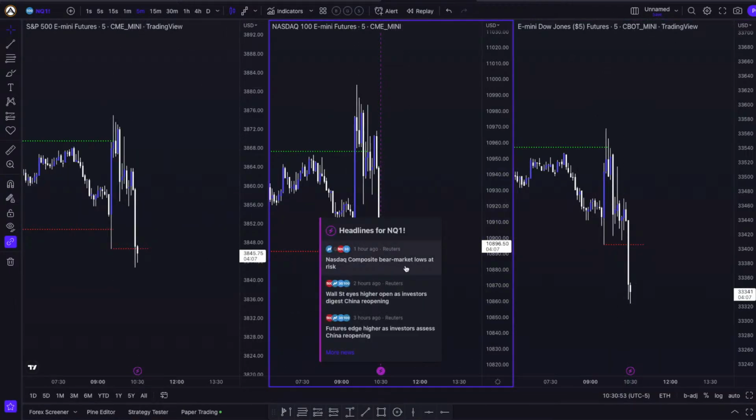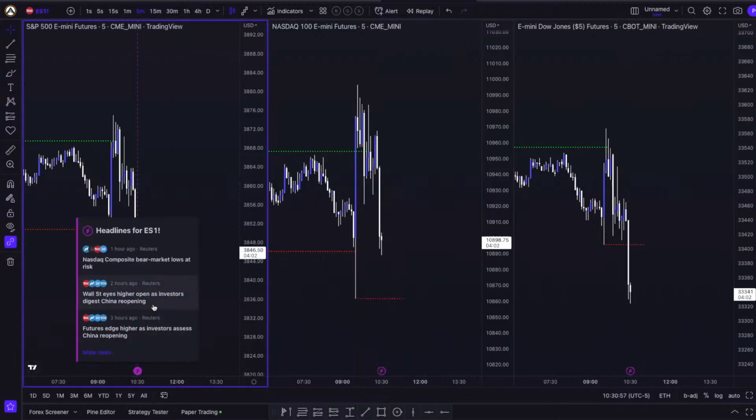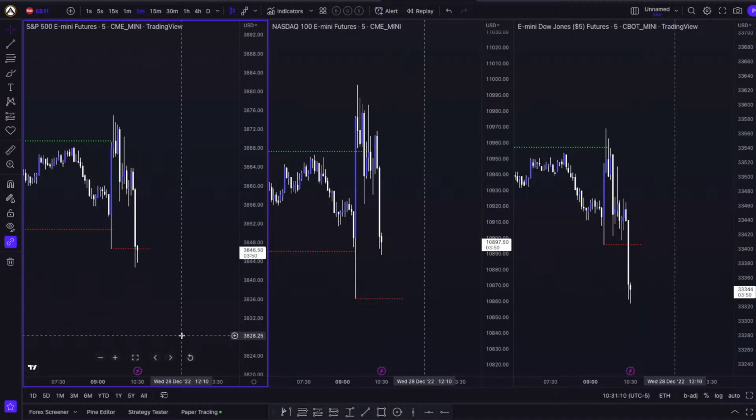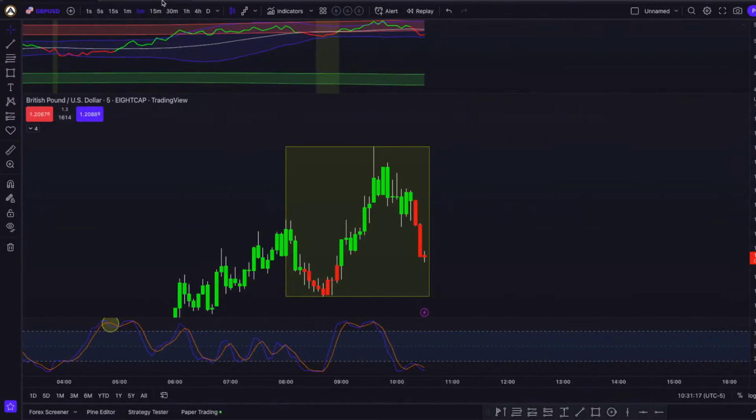Only chart that is lagging behind right now would be Nasdaq. Do we have some major news for today? Let's go for the S&P 500. Wall Street eyes higher open as investors digest China reopening. Futures edge higher as investors assess China reopening. Bear market lows at risk. Yeah, not really significant. All right, GBP USD doing its thing.